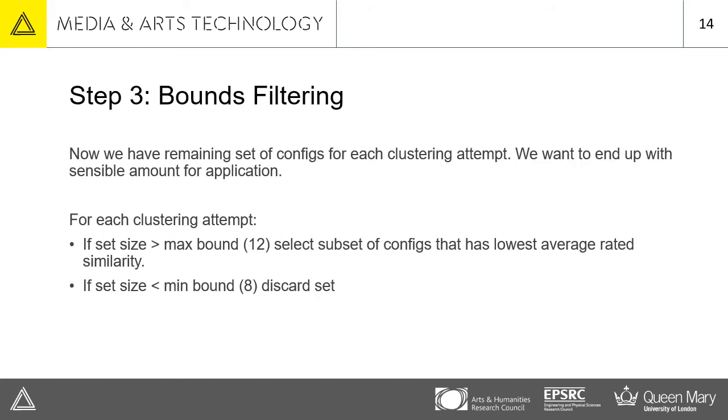The final step of this procedure ensures we end up with a sensible amount of parameter configurations for our application. Now that we have a remaining set of configurations for each clustering attempt, we can start to filter sets that are too small or large for our purposes. After some initial testing, we decided a set of between 8 and 12 configurations was optimal for the VJ tool because more than 12 provided too many choices and less than 8 didn't provide enough. For any set size above 12, the set is reduced to a subset of configurations with the lowest average similarity. If the set size is below 8, it is eliminated.